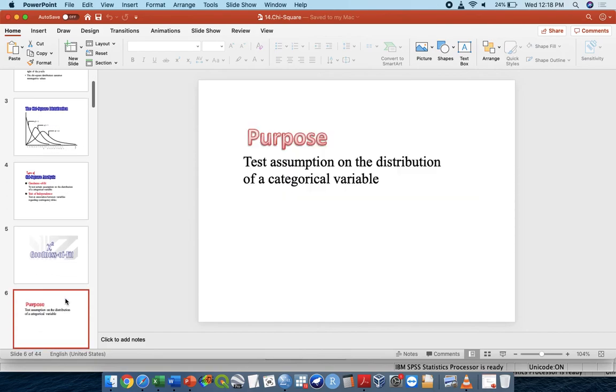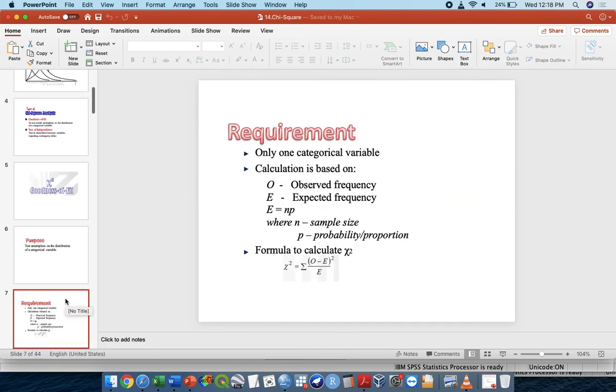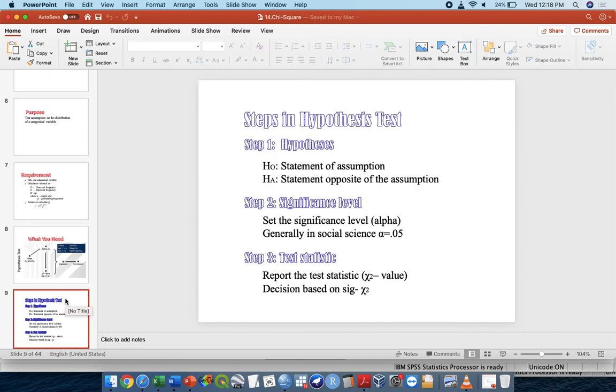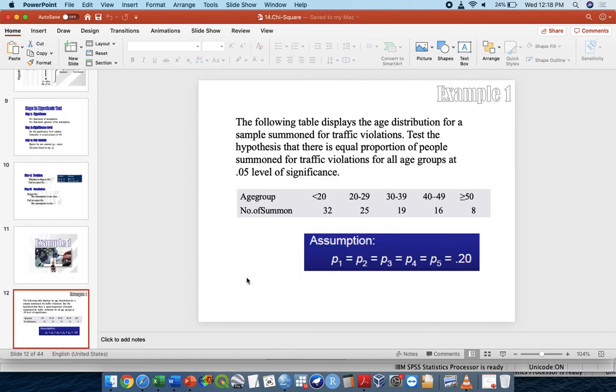Okay, goodness of fit. The purpose is actually to test the assumption of the distribution on the categorical variable. Example. Okay, this is an example. Let's say this one is your data. You have 5 groups: 1 group, 2 group, 3 group, 4 group, 5 groups. How many groups do you have here? 5. So what is your null?